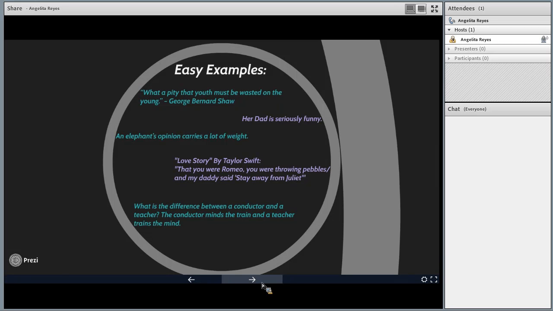Next, we have another pun. What is the difference between a conductor and a teacher? The conductor minds the train, and a teacher trains the mind. Same thing here, where it's spelled the same way but has different meanings. The conductor minds the train, as in the choo-choo train, transportation, and the teacher trains the mind, which is teaching or helping to develop. Same spelling, same sound, different meanings. So that would be the use of a pun.